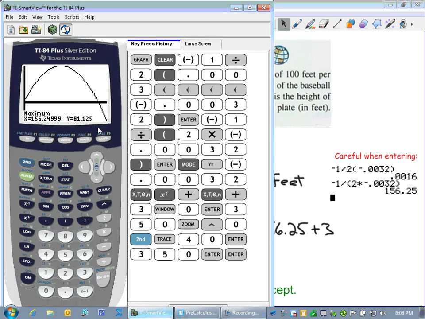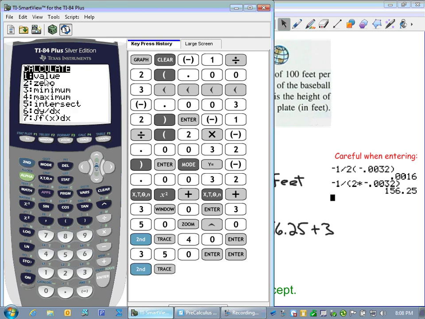Now, next we want to find what that intercept is right there. In other words, I want to know where the value of this function equals 0. That's how we find the x-intercepts on the calculator. So again, I'm going to go into Second Trace, which is the Calculate menu. And I want the 0 of the function.